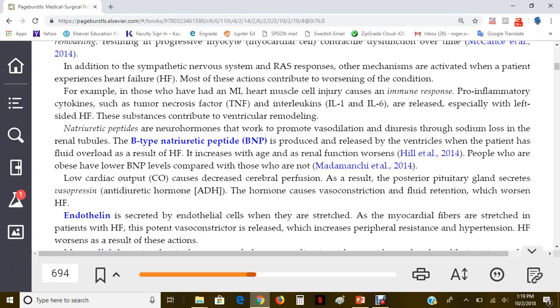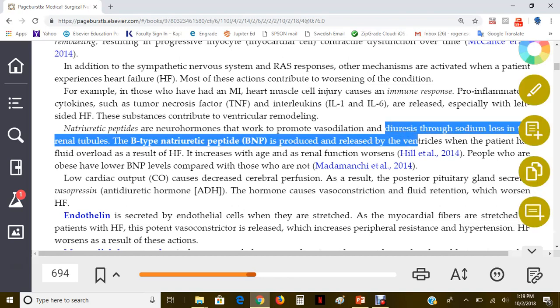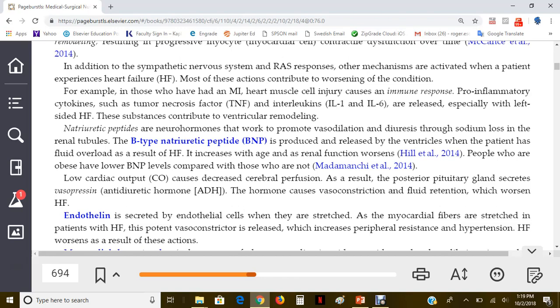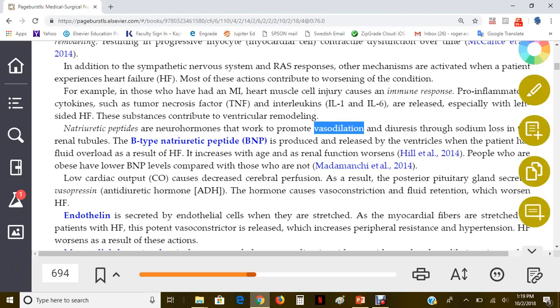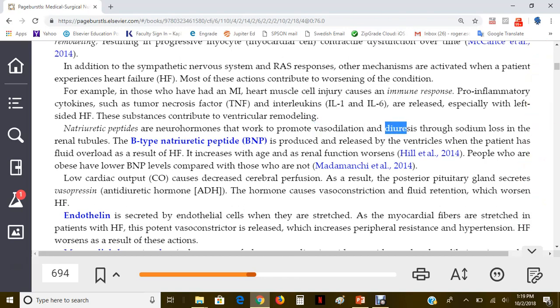The BNP will trigger diuresis in the kidney, right here, diuresis, as well as vasodilation. So therefore, two effects here. These hormones will decrease afterload by causing vasodilation, and then decrease preload by promoting diuresis. So it will both decrease systemic vascular resistance as well as blood volume.